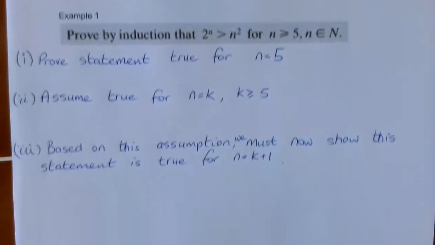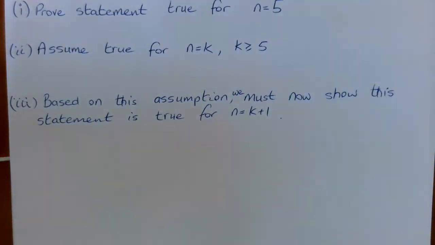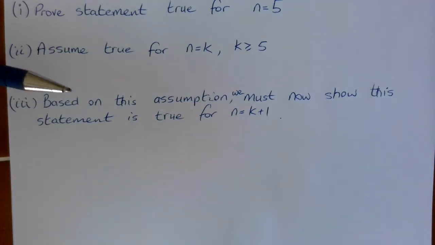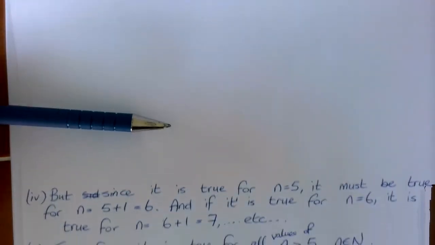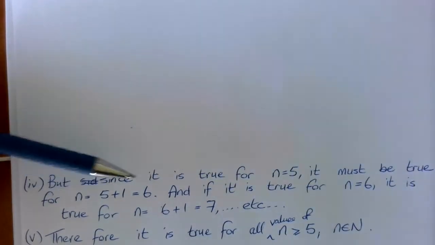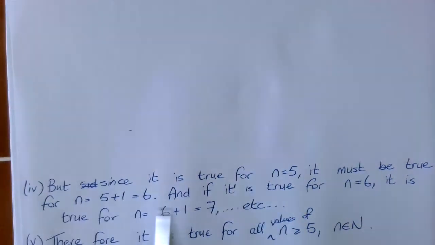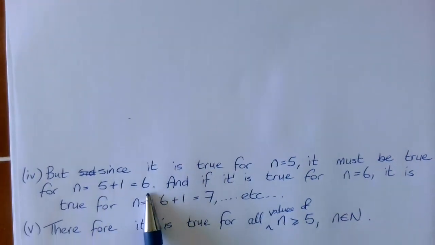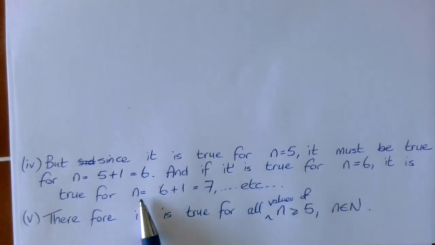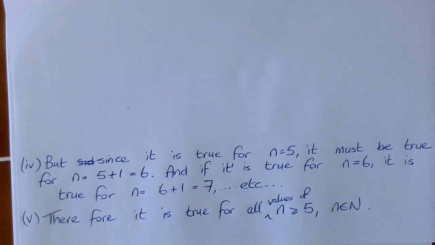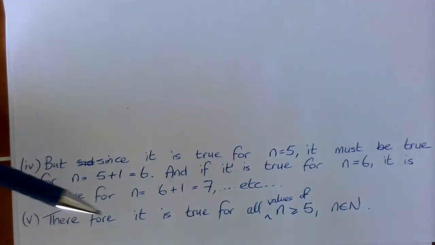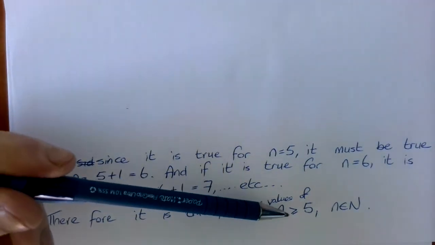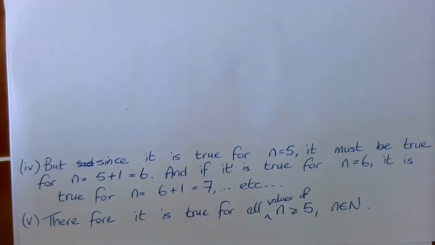Again, the wording of the next one is going to be the exact same as the previous two types as well. Based on the assumption, we must now show that this statement is true for n equal to k plus 1. And then you carry out the actual proof itself. Then at the end it is, but since it is true for n equal to 5, it must be true for n equal to 5 plus 1, which is equal to 6. And then if it's true for n equal to 6, it is true for n equal to 6 plus 1, which is 7, etc. And then from that, therefore, it is true for all values of n greater than or equal to 5, for n an element of N.